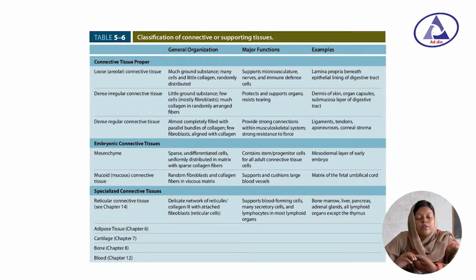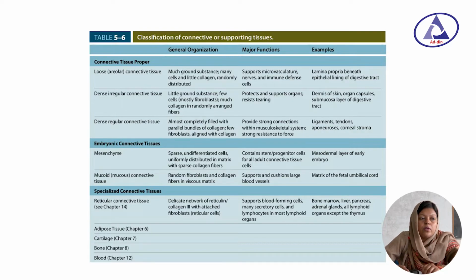Now, let us come to the classification of the connective tissue. On the basis of the combination of fiber, cell and ground substance, the connective tissue is classified into three sections. Number 1, connective tissue proper, number 2, embryonic connective tissue, and number 3, specialized connective tissue. This is an important classification for all of the students because it is used in many areas, in the skeleton, in gross anatomy, and also in histology.